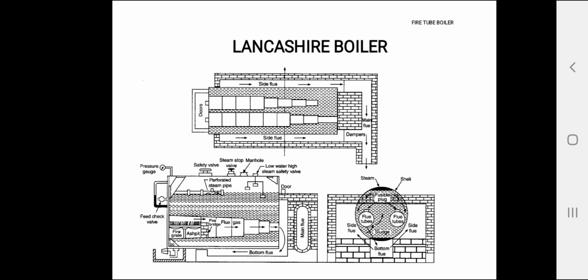So it is an internally fired, horizontal, natural draft and natural circulation type of boiler. Lancashire boiler. The diameter of the tube is about 0.4 times the diameter of the shell. Each flue tube has its own furnace with a grate of about 2 meter length. Dampers are placed in the path of flue gases to regulate the gas flow and air inflow.